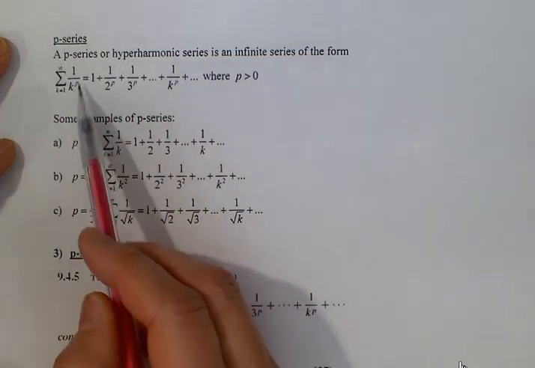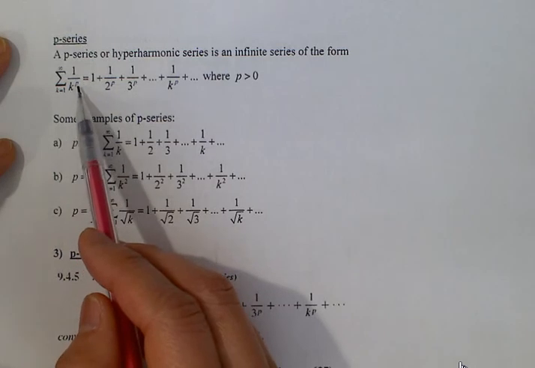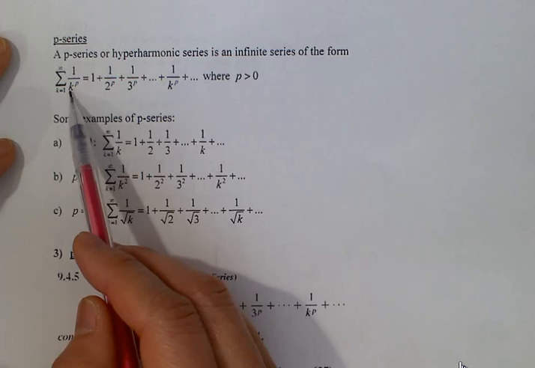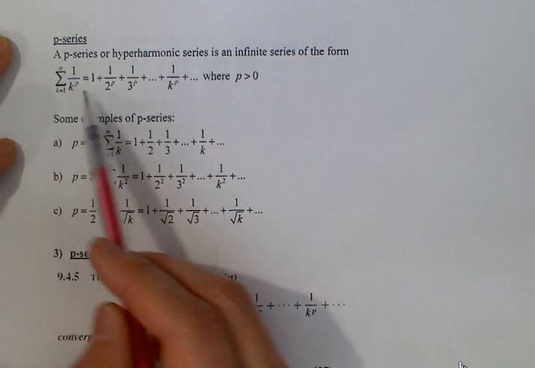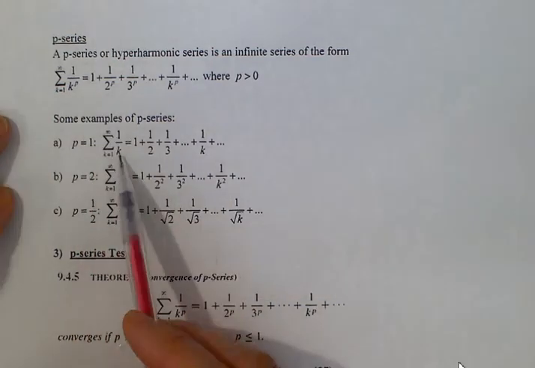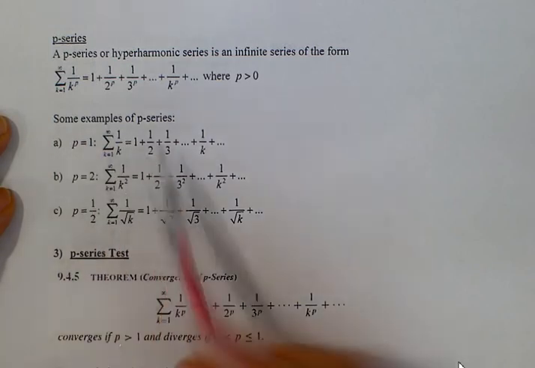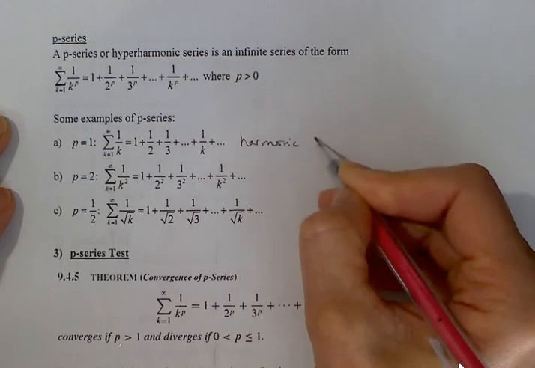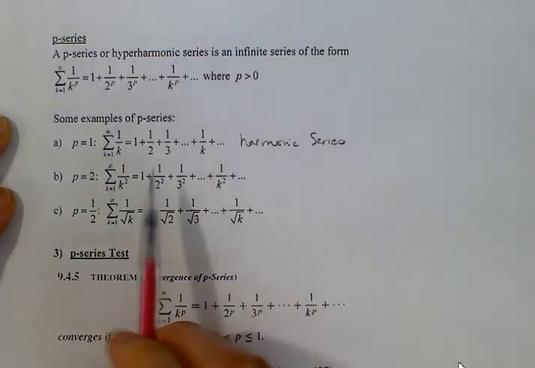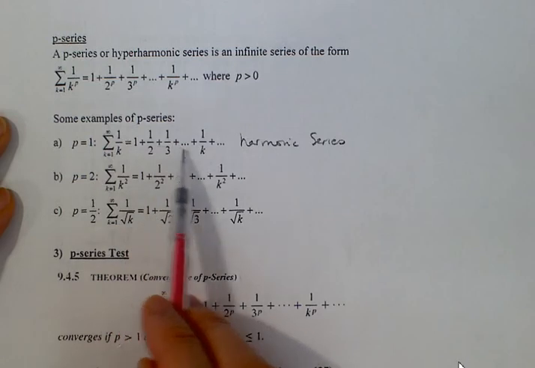So you have 1 over k raised to the p power, right? So the k is usually going to just stay as k, and p is the number that's going to get filled in. And so it's got this particular form. And so here are some examples. When p is equal to 1, this is actually the harmonic series. And so you would have the pattern of 1 plus 1 over 2 plus 1 over 3 all the way to 1 over k.